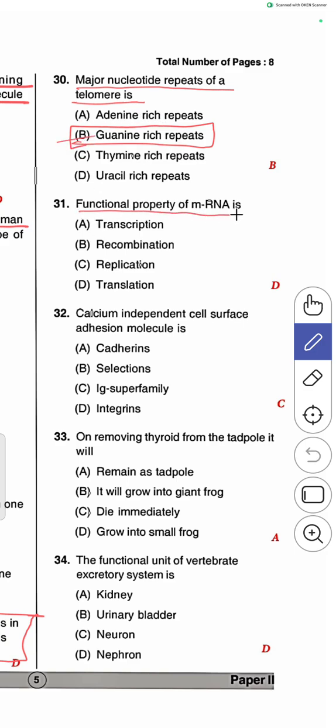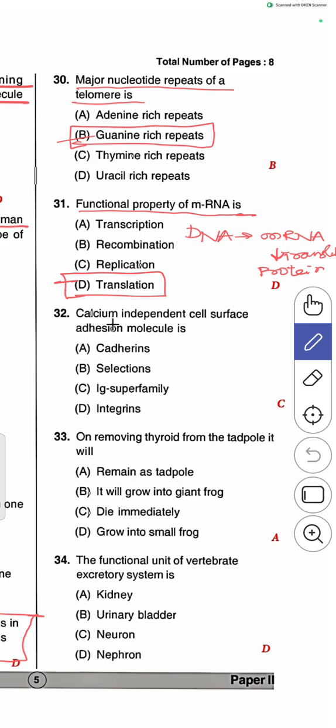Functional property of mRNA is, that is translation. As you all know, in the central dogma, DNA will give rise to mRNA. This mRNA will give rise to a protein through the process, that is translation. So D is the right answer for this question.